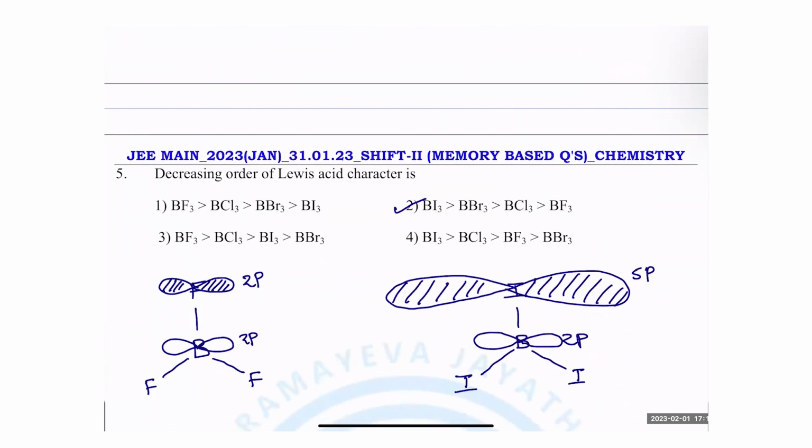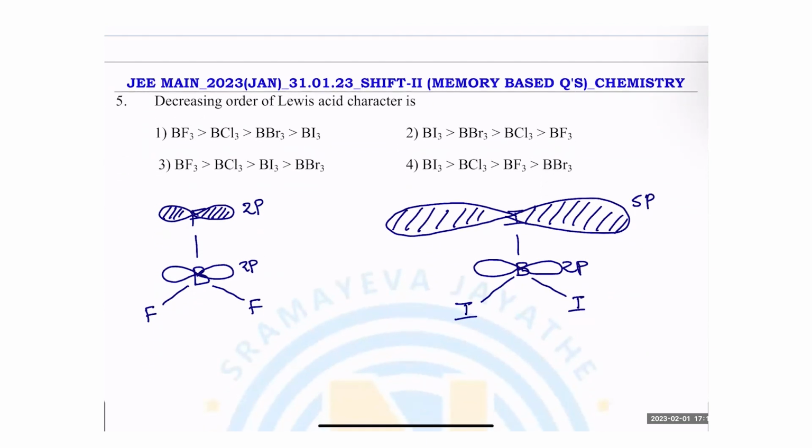And the next one, decreasing order of Lewis acidic character. Here boron halides are given. If you take BF3 and BI3, in case of boron trifluoride, fluorine's lone pair containing orbital is 2p, and the vacant orbital of boron is 2p. In case of BI3, the lone pair containing orbital of iodine is 5p. But here it is 2p. So based on the size of that orbital, electron density is more. When electron density is more, there is effective back bonding. But in case of BI3, there is no effective back bonding, or simply there is no back bond.